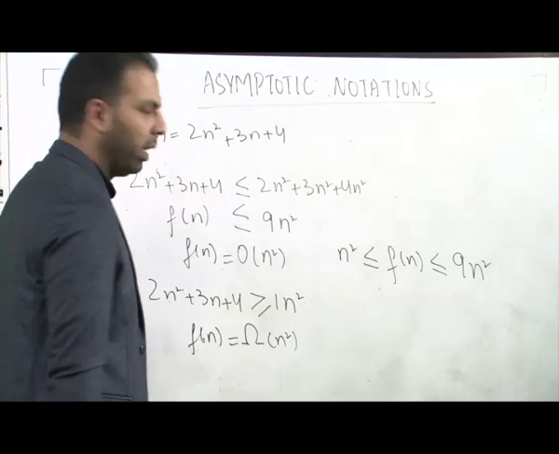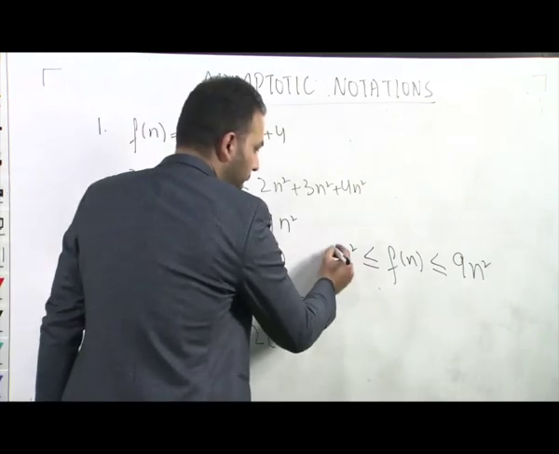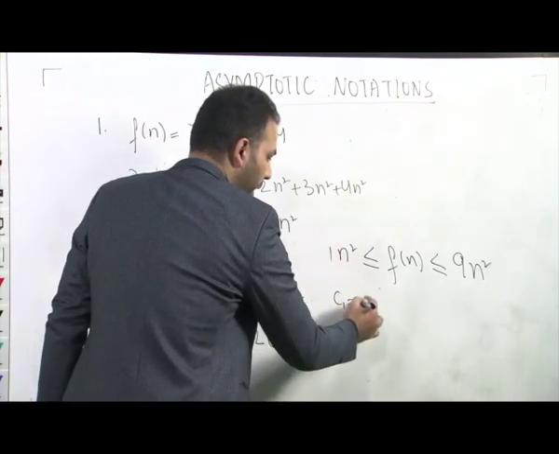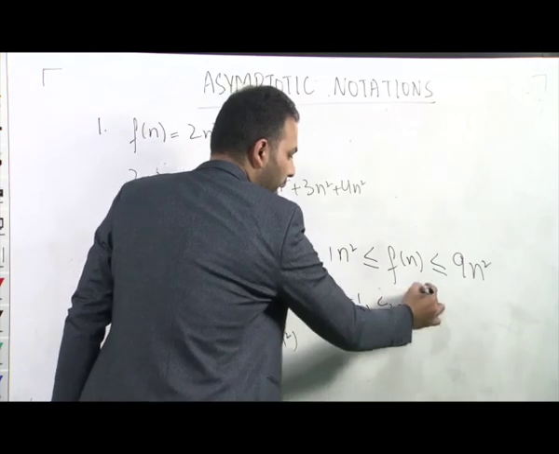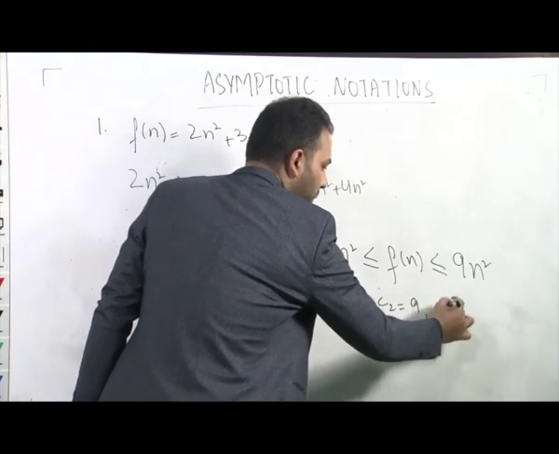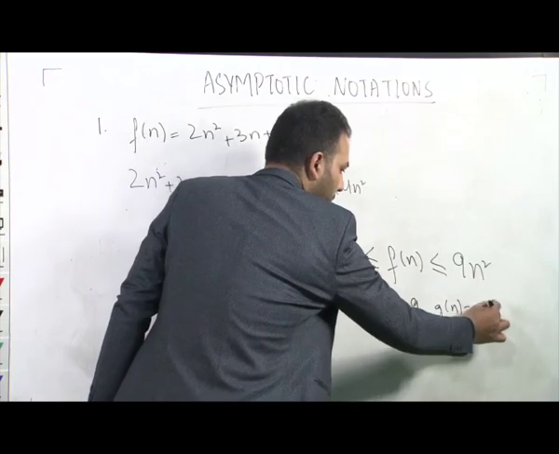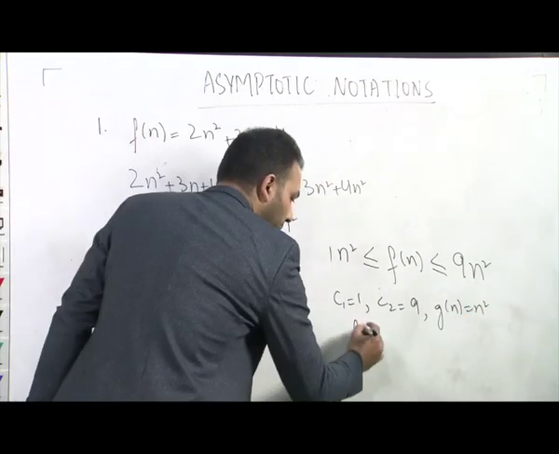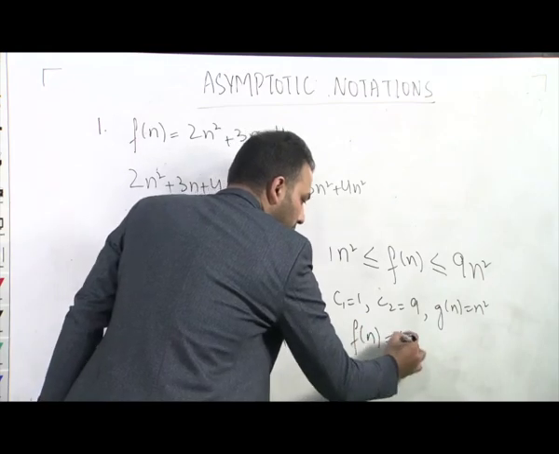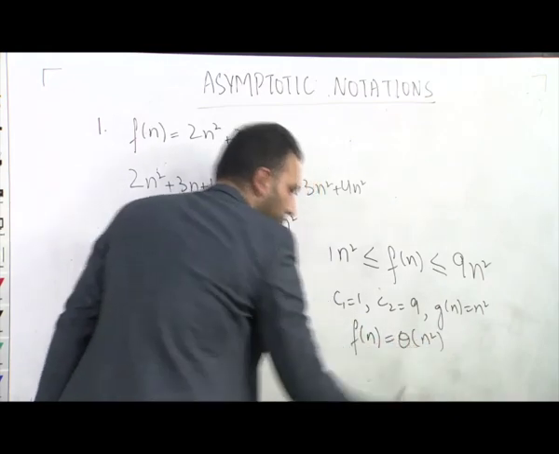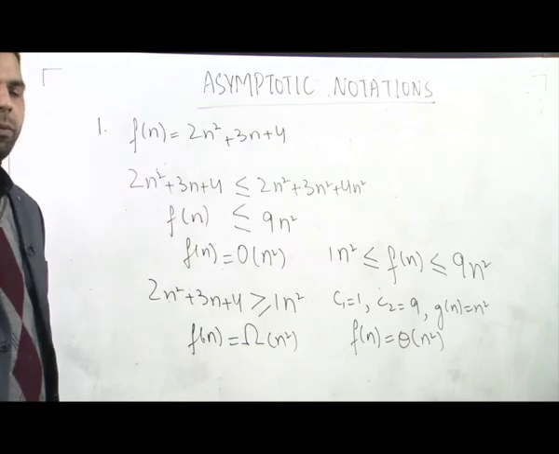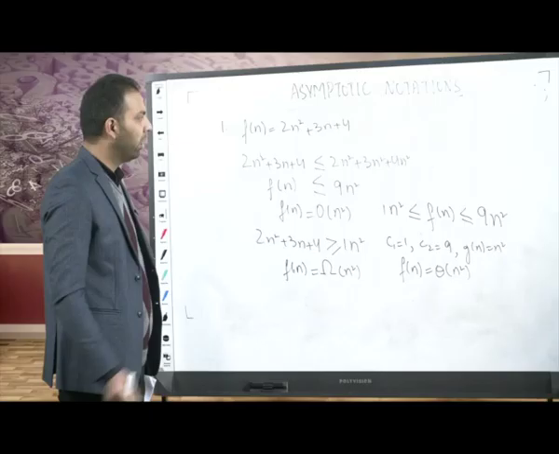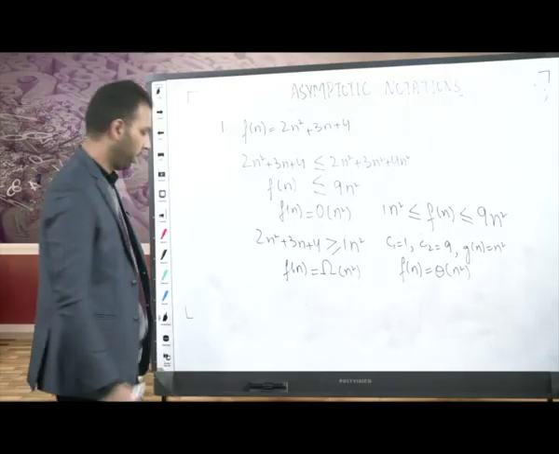So you can see that here c1 is 1, c2 is 9, and g of n is n square. So we can also say that f of n is theta of n square. Fine. We'll see another example for the same thing.